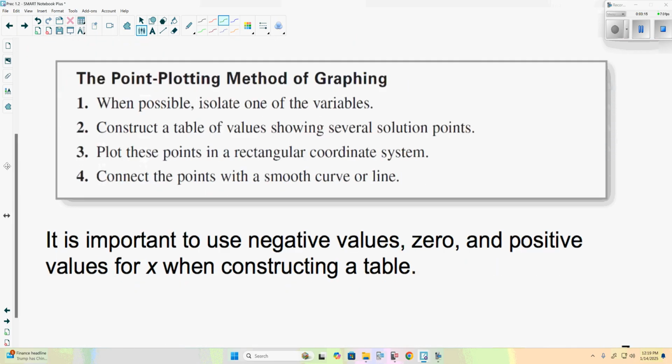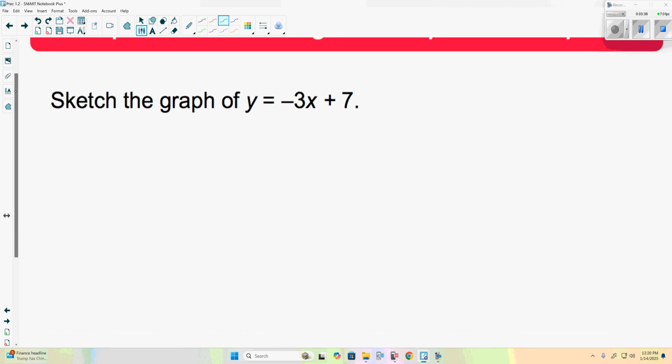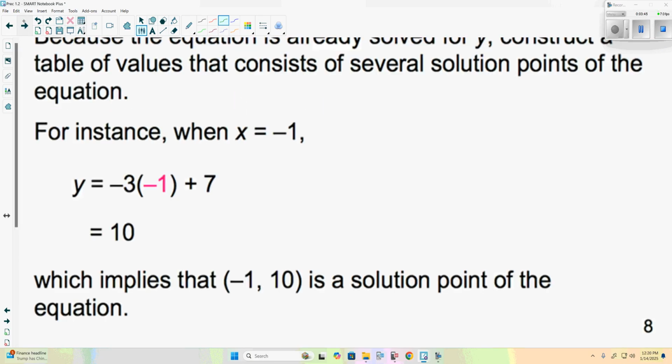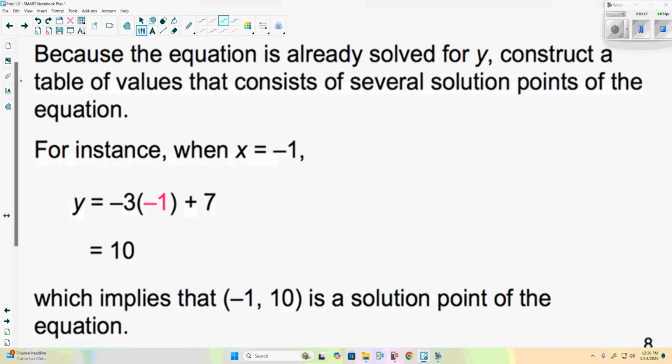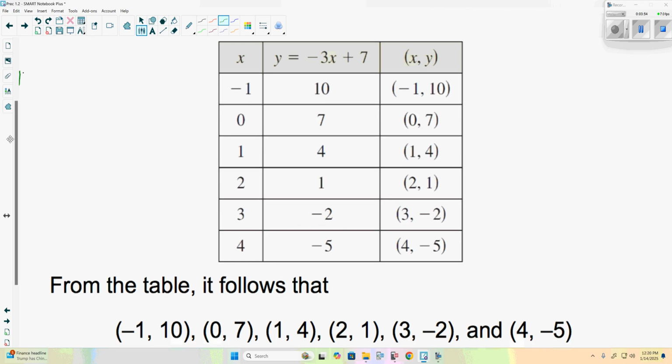So for the graph of an equation, if we're going to graph it by the point plotting method, when possible, isolate one of the variables, get it as y equals or x equals one of the two. Construct a table of several values, plot these points, and then connect the points to make a curve or straight line. So what this is saying is if we took this here, y equals -3x plus 7, we have the variable by itself. Because this consists of several points, what we'll do is make a table. So -1, 0, 1, 2, 3, 4, and we plug those numbers in.